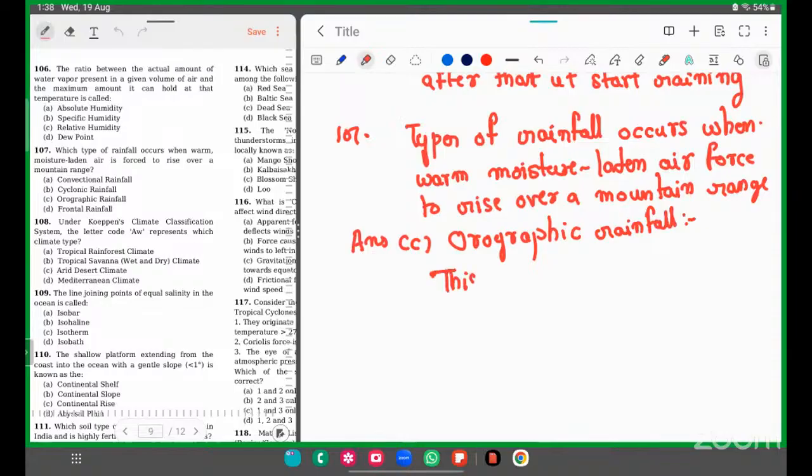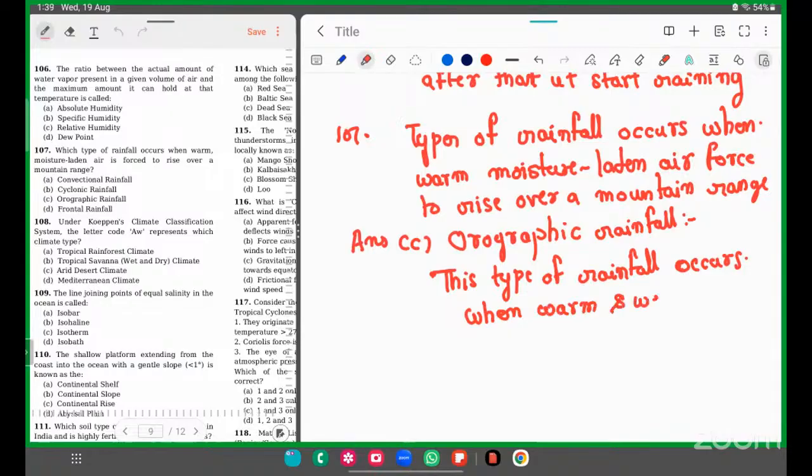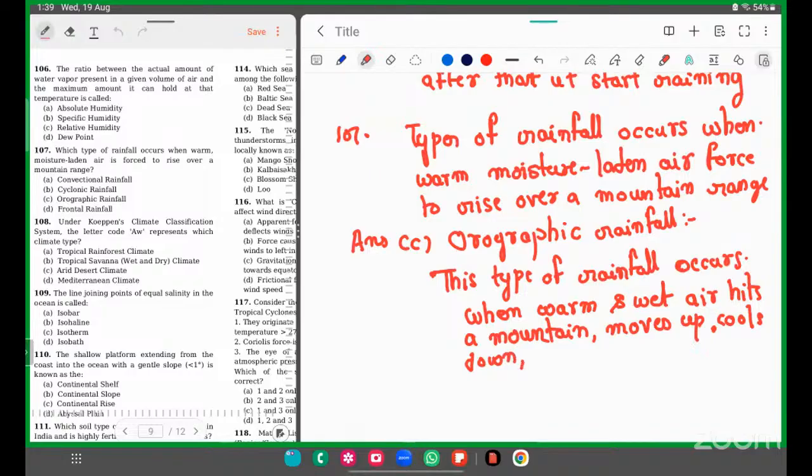This type of rainfall occurs when warm and wet air hits a mountain, moves up, moves up, moves up, cools down, and turns into rain.